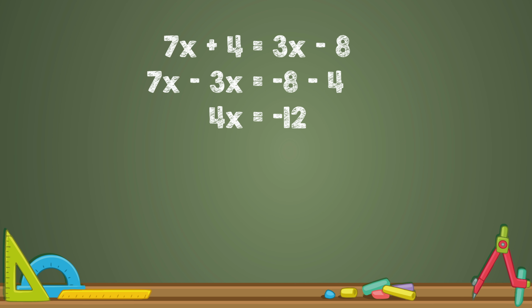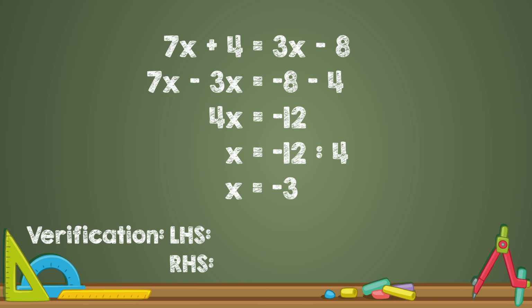Once we get this form, we will move the coefficient of the x to the right-hand side. Because 4x is a multiplication of a 4 and an x, we do the opposite in the right-hand side and make it a division. So we get x is equal to minus 12 divided by 4. And minus 12 divided by 4 equals minus 3. The unknown is therefore equal to minus 3.